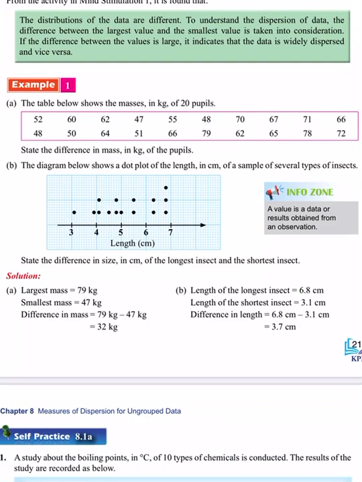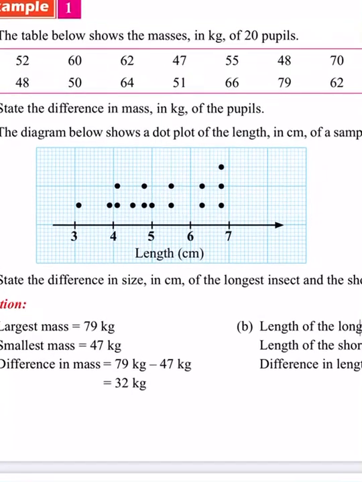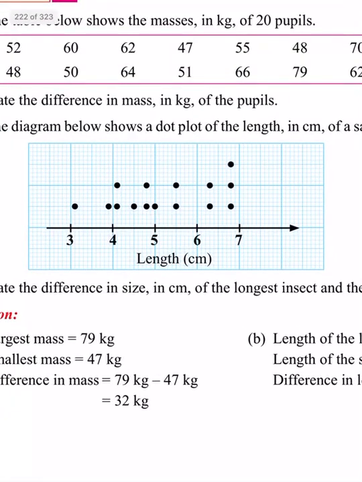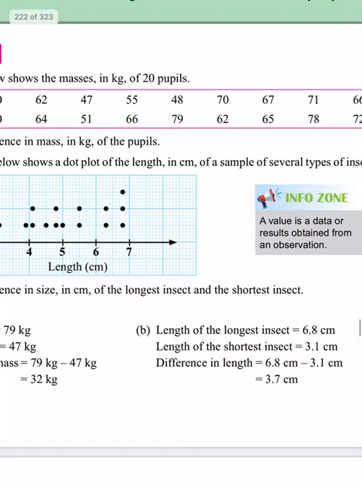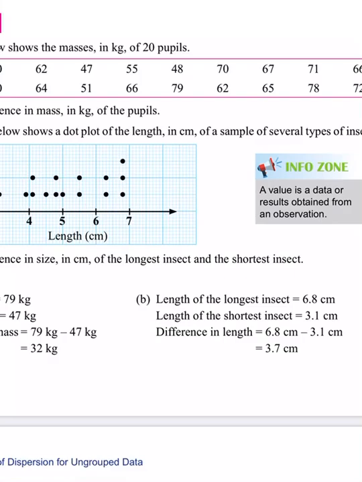From the dot plot, the longest insect is 6.8 while the shortest insect is 3.1. If you look into this graph paper here, the 3.1 and the 6.8, you need to count the small boxes on the graph paper. So the difference in length is 3.7.